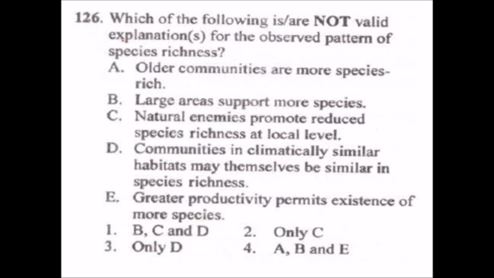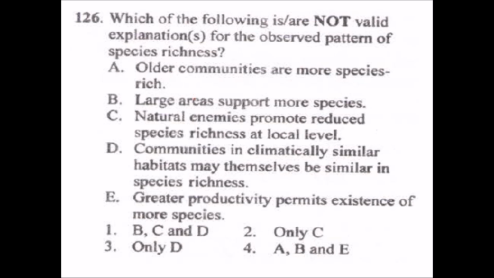Yes, question number 126. Which of the following is or are not valid explanations for the observed pattern of species richness? Here we have to find out which statement will not favor the richness of species. The first statement is: older communities are more species rich.